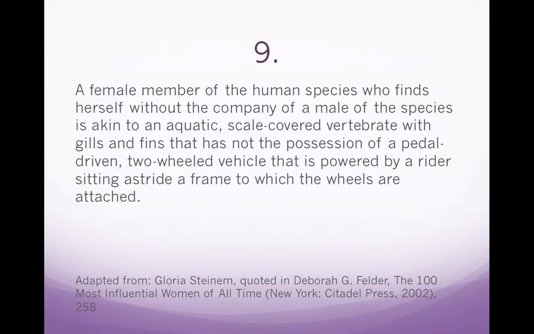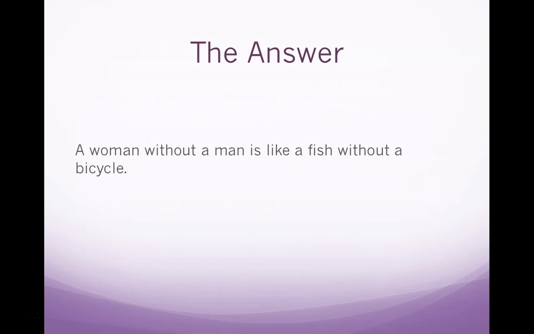Number 9. A female member of the human species who finds herself without the company of a male of the species is akin to an aquatic scale-covered vertebrate with gills and fins that has not the possession of a pedal-driven, two-wheeled vehicle that is powered by a rider sitting astride a frame to which the wheels are attached. All right, what's this one? A woman without a man is like a fish without a bicycle.